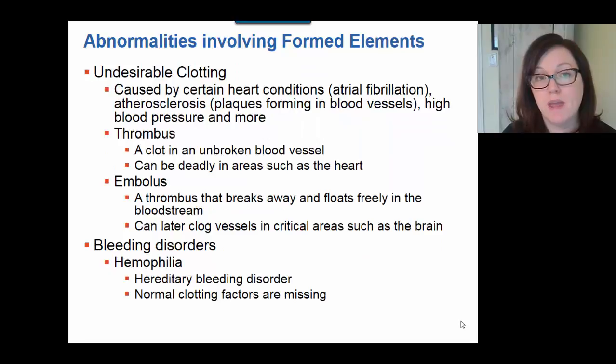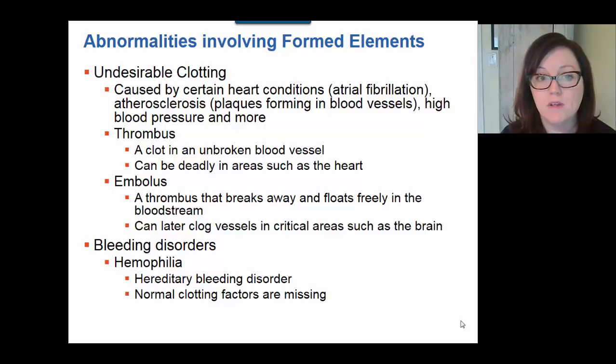Now let's talk about some abnormalities involving clotting. Most of the time, we don't have any breaks in our blood vessel walls, and so most of the time we're not forming clots. But occasionally, undesired clotting occurs. This can happen with certain heart conditions like atrial fibrillation, or when we form plaque on the walls of our arteries, which we call atherosclerosis. High blood pressure can also encourage undesired clotting.